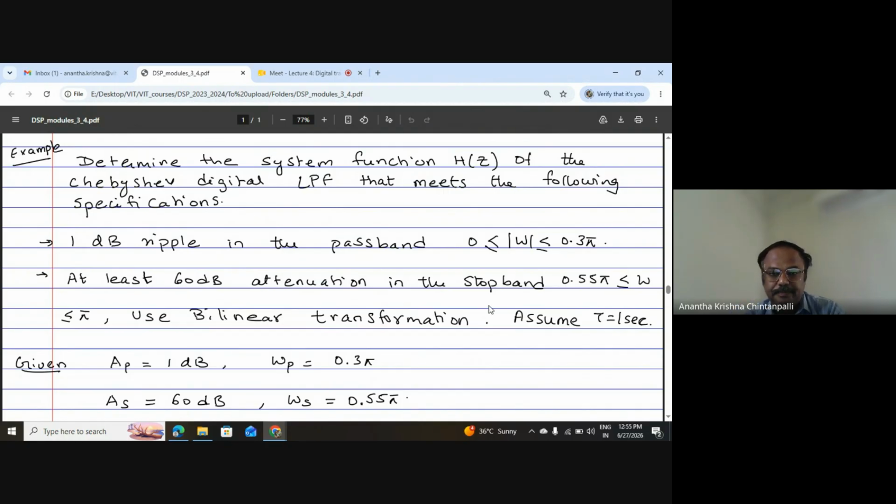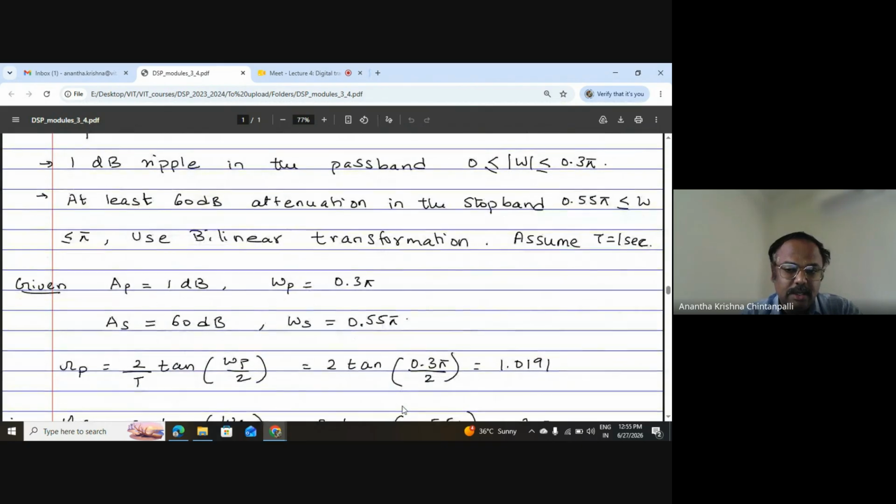Make sure that this is mod of omega less than or equal to 0.55 pi, and, sorry, greater than or equal to 0.55 pi, mod of omega, but less than or equal to pi. Okay, so this is your omega s, given by this. And assume T is equal to 1.